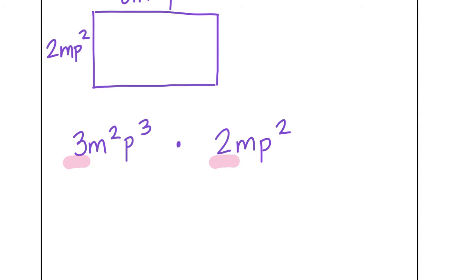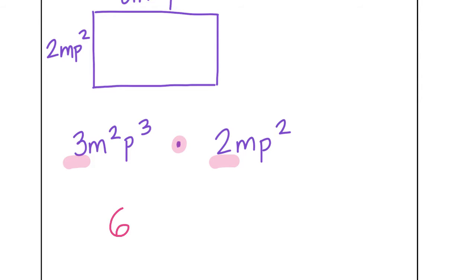Okay, so I'm just going to write it down here. 3m squared p to the third power times 2mp squared. Okay, so when multiplying exponential expressions this way, we have to combine like terms. So starting with the coefficients, what I mean by coefficients is the numbers out front. We're going to obey the regular rules of multiplication, and we're going to multiply those two numbers. 3 times 2 is 6.